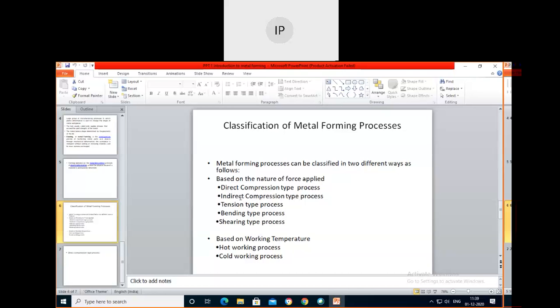Here there is a combination of forces. The tensile force is required to extract the product from the billet. Also we have tension type process, bending type process, and shearing type process.